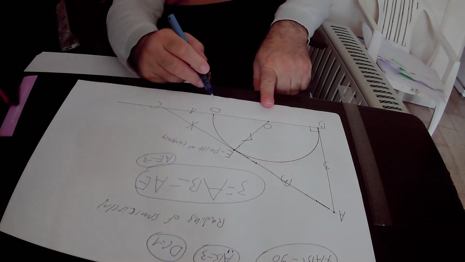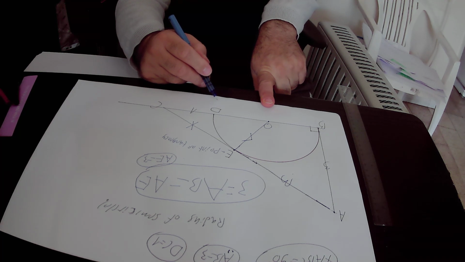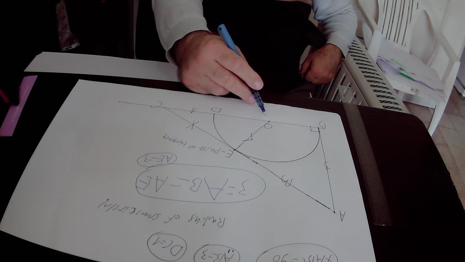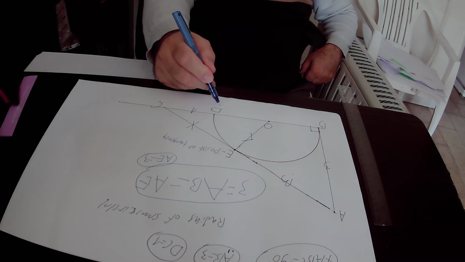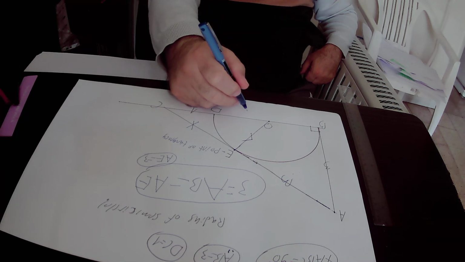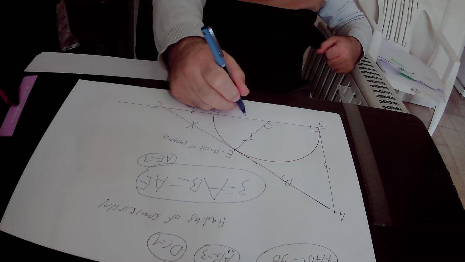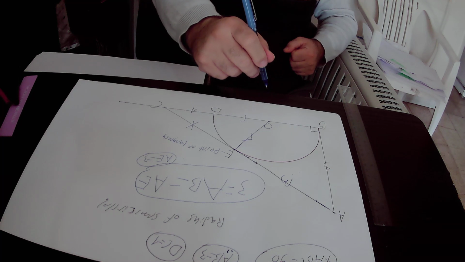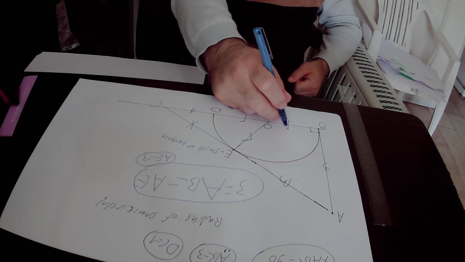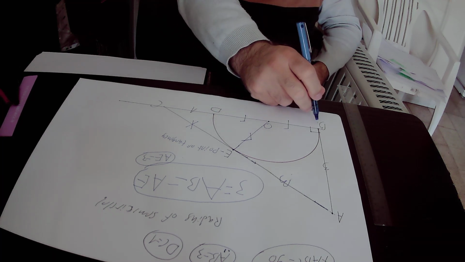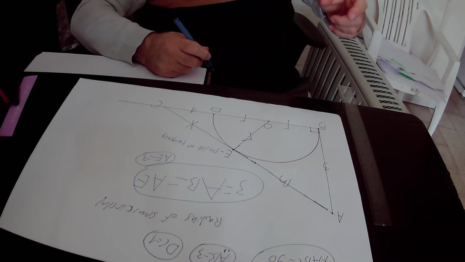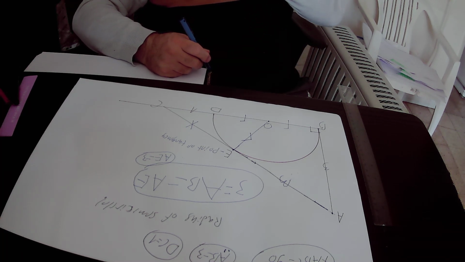Likewise, OD is also the radius of this semicircle because it starts from point O and ends at point D. It is a point on the semicircle itself. Therefore, OD is the radius of this semicircle, so it equals R. For the same reason, BO is also the radius of this semicircle. It starts from the center of the semicircle, point O, and ends at point B, a point on the semicircle itself. Therefore, BO is the radius of this semicircle.